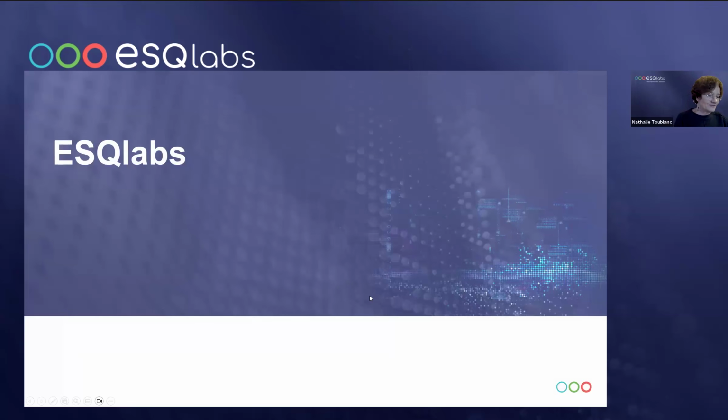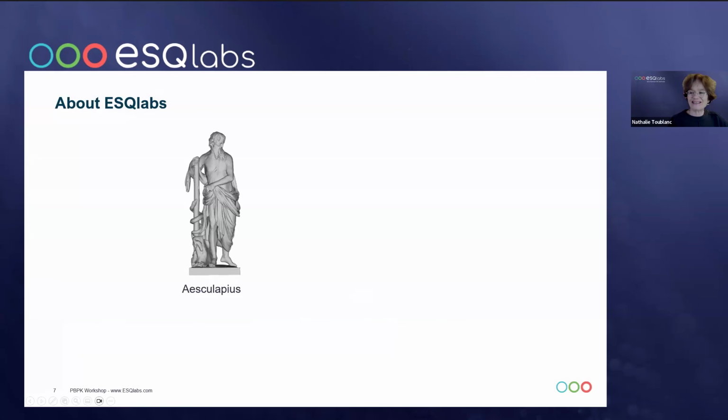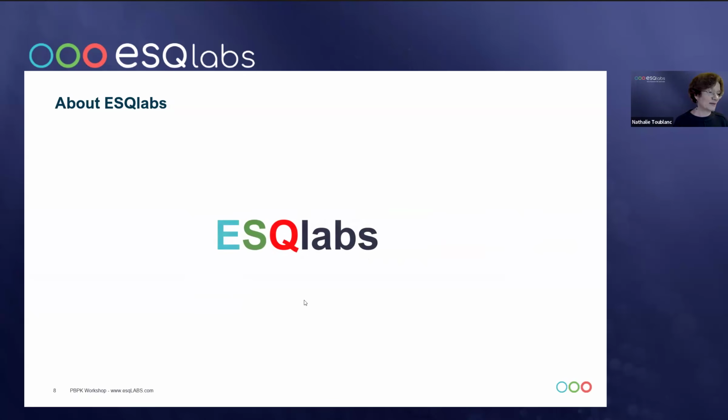So ESQlabs. First, where does the name come from? Aesculapius is actually the Latin name of the god of medicine in Greek mythology. And if you listen to the sound, Aesculapius sounds a bit like Esculap. If you combine it with efficacy, safety, and quality, what you get is ESQlabs. So that's where the name comes from.